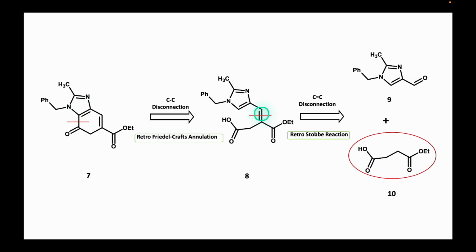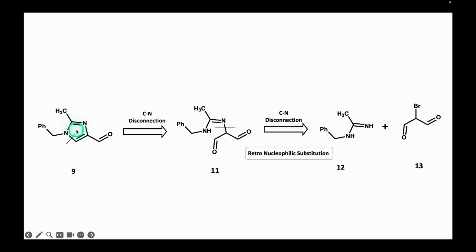The double bond conjugated to the ester group in 8 is considered a retrone, and using the Stobbe reaction, a carbon double bond disconnection generates aldehyde 9 and succinic monoester 10 as a raw material. The cyclic N-amino group present in the imidazole ring in 9 can be formed by the intramolecular attack of the secondary amine on the aldehyde in 11, which arises through a carbon-nitrogen disconnection in 9.